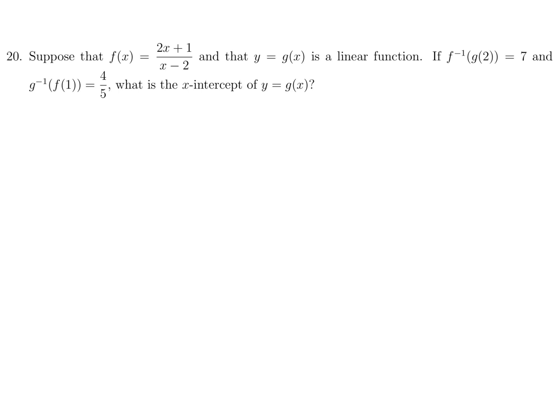Suppose that f(x) = (2x + 1)/(x - 2), and y = g(x) is a linear function. f⁻¹(g(2)) is 7, and g⁻¹(f(1)) is 4/5. What is the value of the x-intercept of y = g(x)?